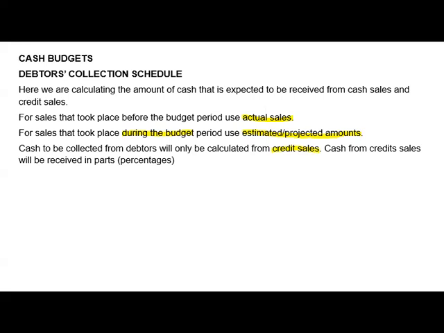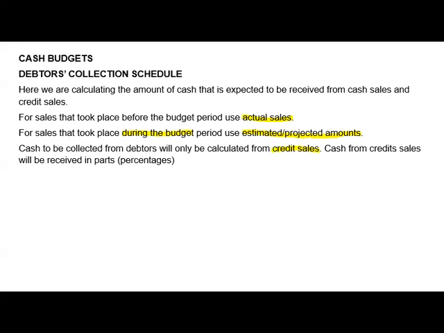Here we sold goods on credit. And when we sell goods on credit to a person, to a customer, that customer is called a debtor. We did this in grade 10. Now, please note that cash from credit sales will be received in parts, and those parts are called percentages. It's not like when I sell you goods this month, all the customers are going to pay me next month. Some will pay me next month, some will pay me the second month after the sale, some will pay me the third month after the month of sale.